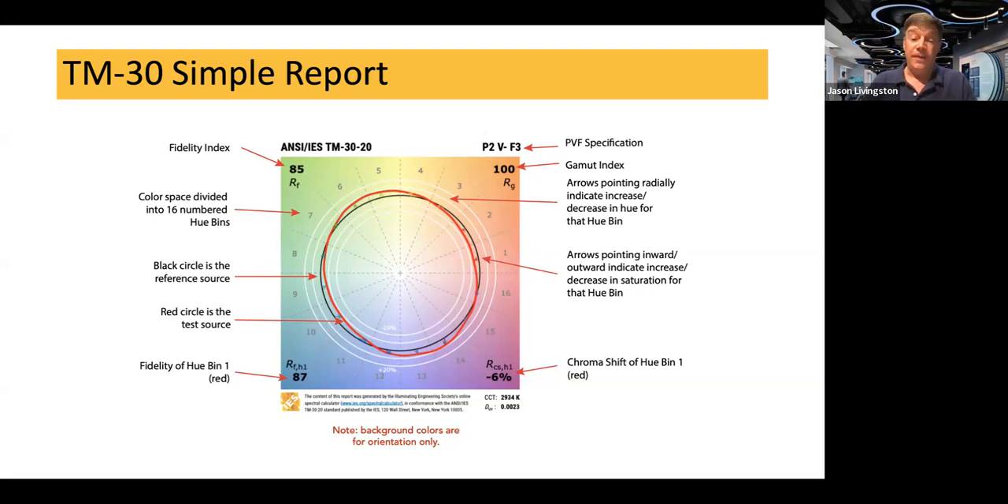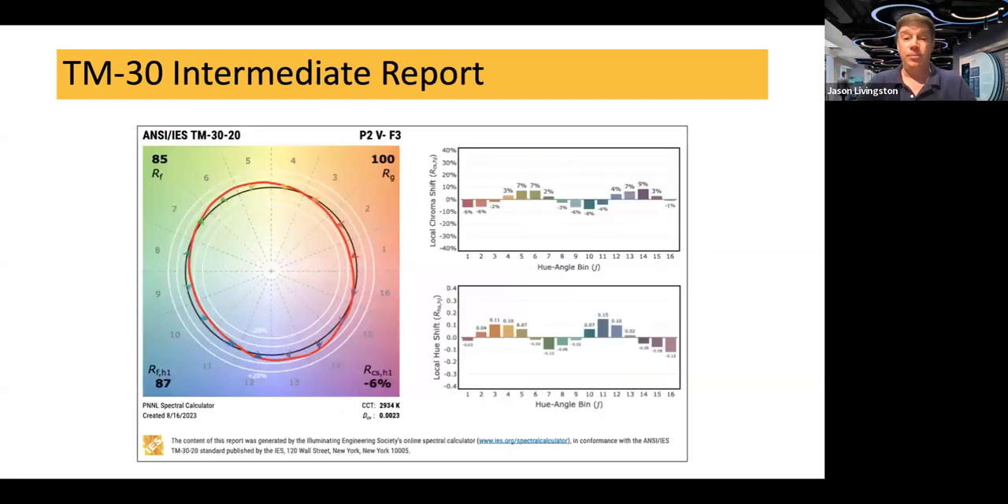If we wanted more information, we could ask for an intermediate report. So this is all the same info, but here we're getting a more granular look at what is happening to chroma shift in each of the 16 bins, and also what is happening to hue shift in each of the 16 bins. And this wave, this is very common. We see this on almost all light sources.